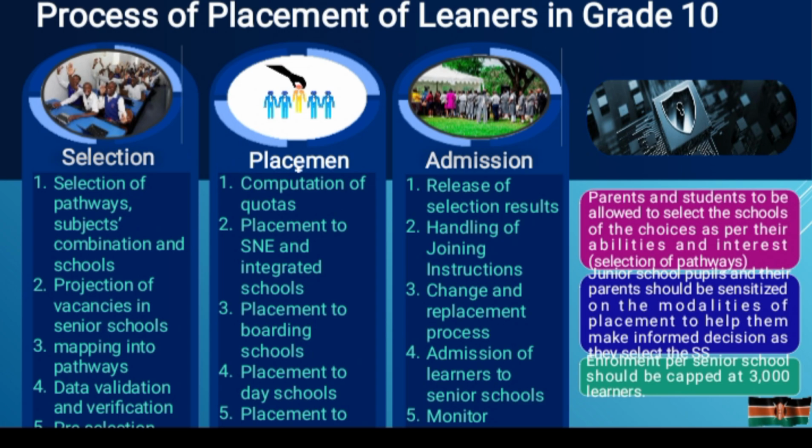So the first one is the selection. And under selection, we find that selection of pathways, subject combination, and schools. Then projection of vacancies in senior school will also be considered. Then mapping into pathways and data validation and verification. Then we have selection.